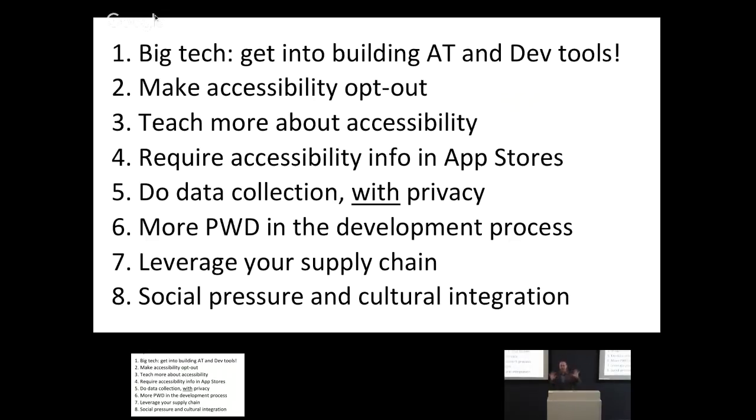So for a minute, I just want to summarize my 8 points. You can certainly see the influence of being in the human-computer interaction community. I know that you have no more than 10 points, right? So the key 8 points about how we can get accessibility implemented more using the existing knowledge, right? First of all, big tech companies need to get into developing tools and developing assistive technologies.